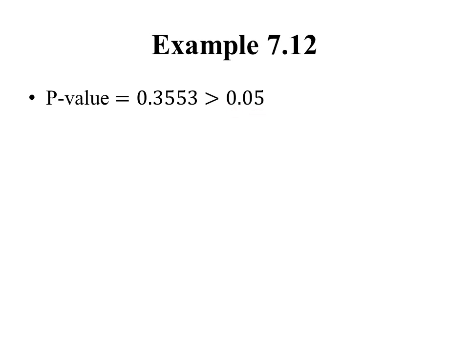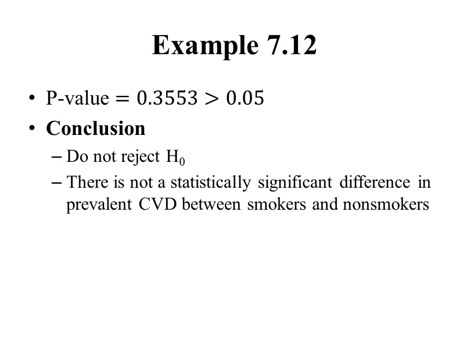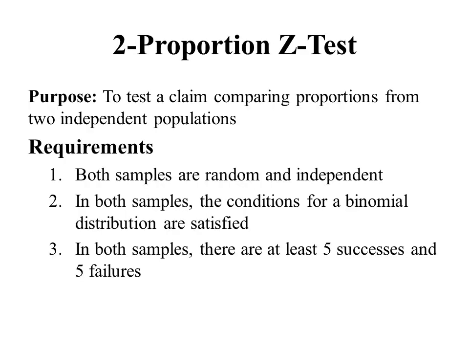Now we're going to interpret that p-value in the same way as every other p-value. Compare that to alpha, which is 0.05. In this case, the p-value is much greater than 0.05, and so we do not reject the null hypothesis. Remember, the null hypothesis is the statement of no difference between these two populations in terms of their proportions. And so we would interpret this by saying that there is not a statistically significant difference in prevalent cardiovascular disease between smokers and non-smokers. In other words, our data do not support the claim of a difference. There just doesn't appear to be much difference. That may seem a little bit surprising, but that's what the data tells us.